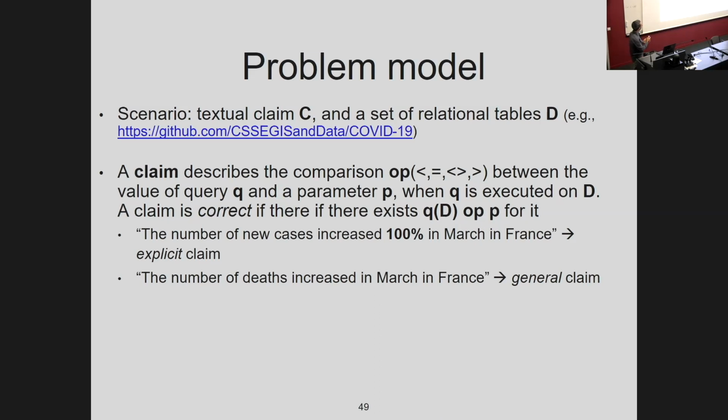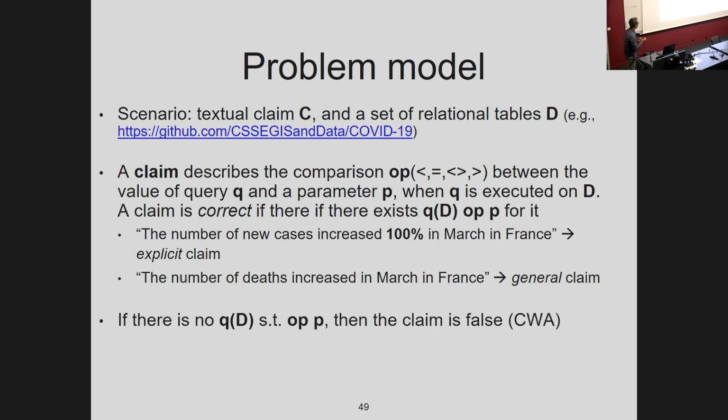Okay, so there are cases that are a bit simpler, like the number of new cases increased by 100% in March in France. You see, this 100% is the P that we're after, so we call them explicit claims. But there are some that are more difficult, like the comment that someone made earlier: the number of deaths increased in March in France, or the number of deaths increased a lot in March. Those are more challenging, and we call them general claims because the P is not explicit.